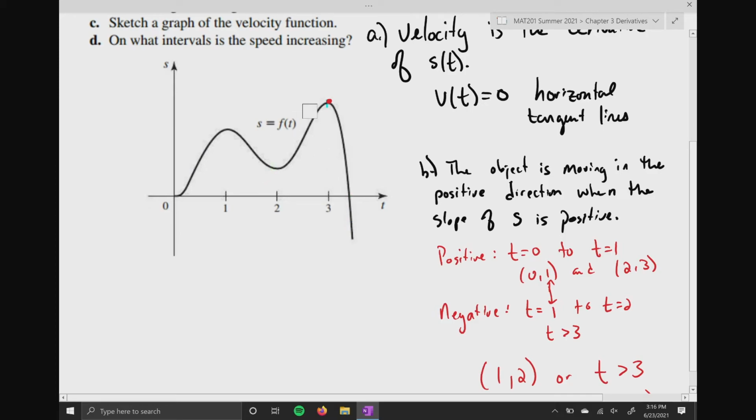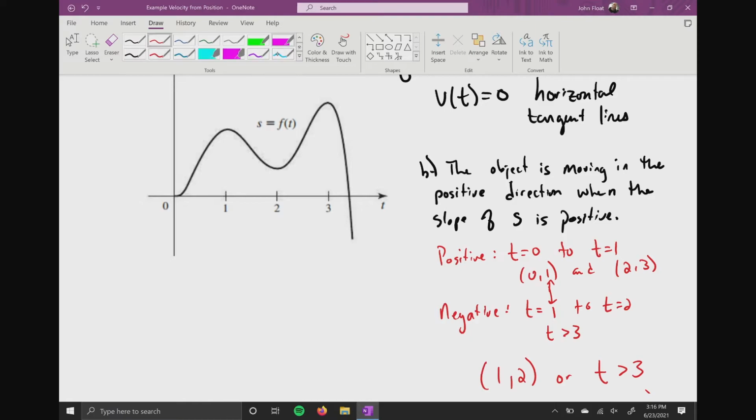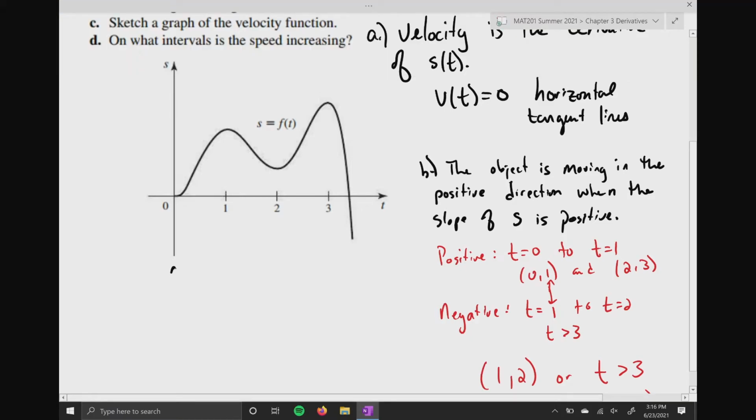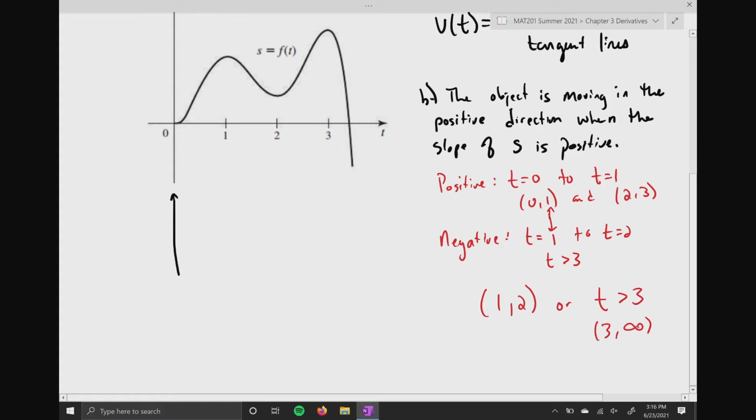All right, I'm going to try my hardest to keep this nice and neat. It's not going to be too hard. So I'm going to come directly underneath. There's 1, there's 2, there's 3. Now, remember, this is going to be our velocity. So what I'm really concerned with here are slopes of my tangent lines. I know at t equals 1, 2, and 3, my velocity is equal to 0.